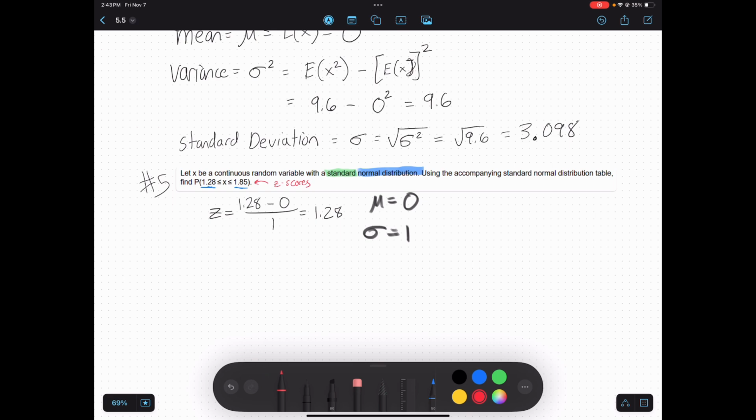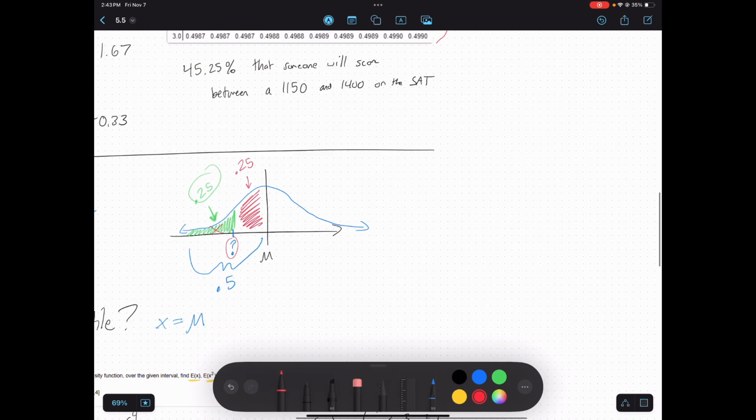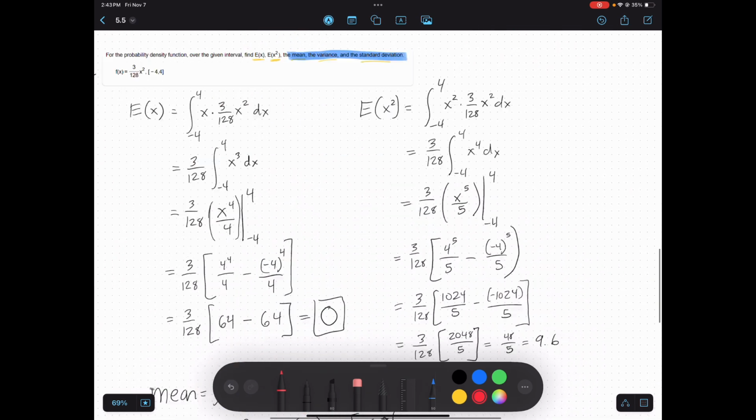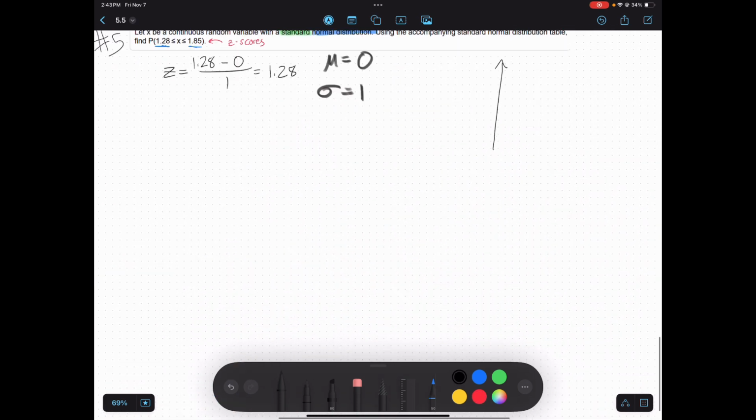Now, it gives me 2 z-scores. So therefore, if I go back and use this table from earlier, that's 2 different areas that I'm looking up. How does that work? Well, let's draw a picture to help me out. So here's my normal distribution. Here's my mean of 0. And once again, I've got these 2 z-scores, 1.28 and 1.85.